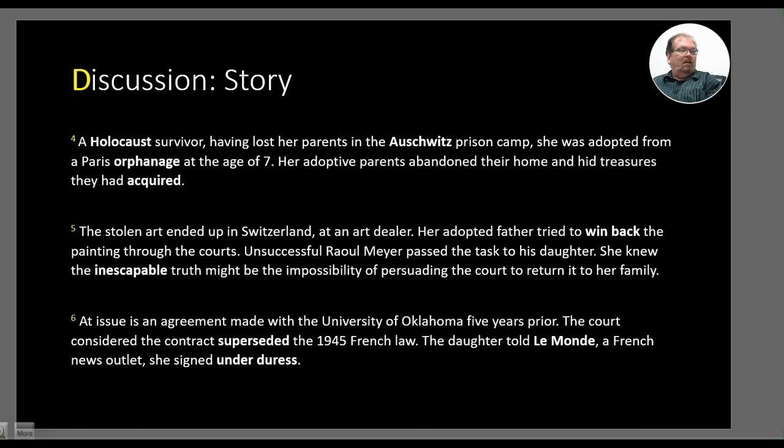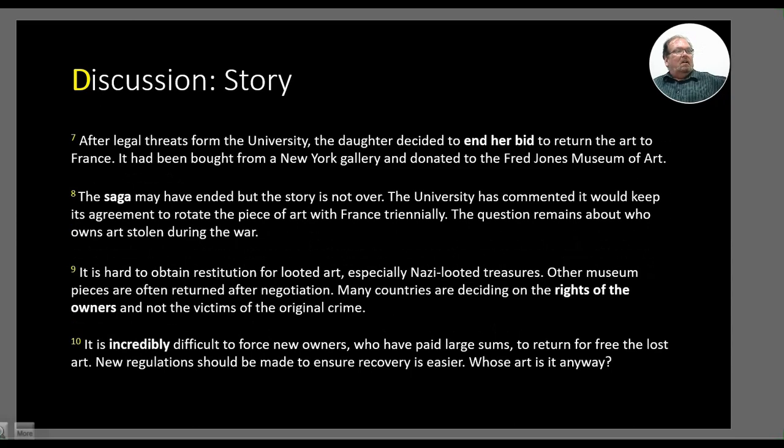At issue is an agreement made with the University of Oklahoma 5 years prior. The court considered the contract superseded the 1945 French law. The daughter told Le Monde, a French news outlet, she signed under duress. After legal threats from the university, the daughter decided to end her bid to return the art to France.